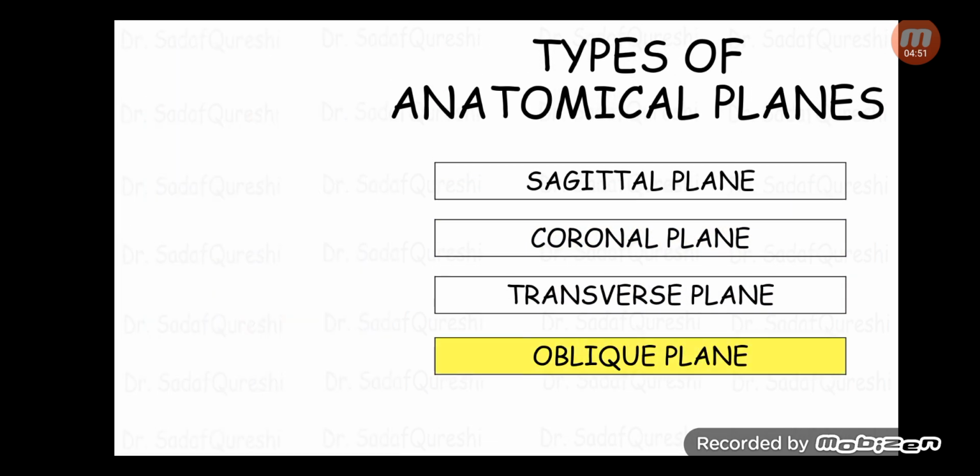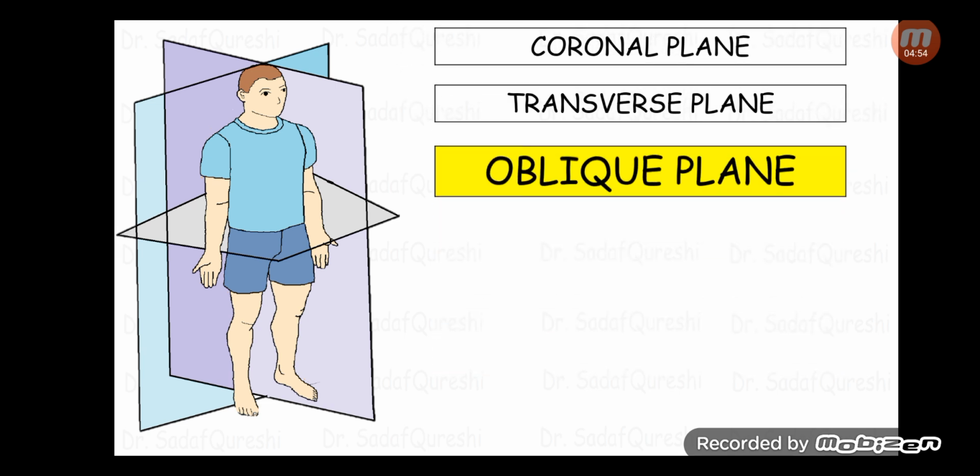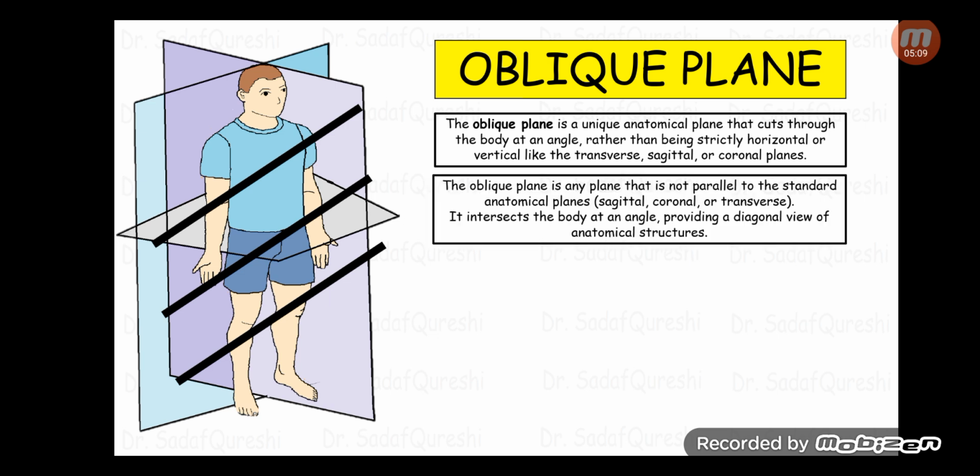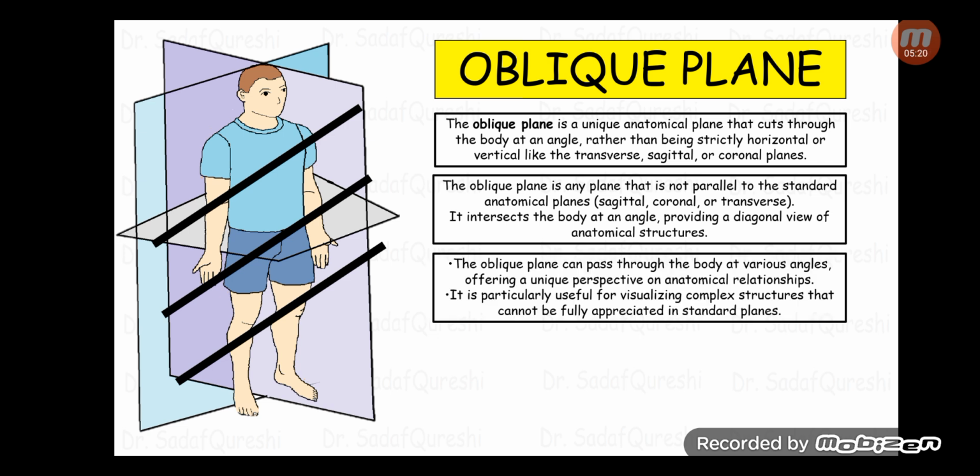Now let's talk about the oblique plane. The oblique plane is a unique anatomical plane that cuts through the body at an angle, rather than being strictly horizontal or vertical like the transverse, sagittal, or coronal planes. This oblique plane is any plane that is not parallel to the standard anatomical planes, that are sagittal, coronal, or transverse. It intersects the body at any angle, providing a diagonal view of anatomical structures. The oblique plane can pass through the body at various angles, offering a unique perspective on anatomical relationships. It is particularly useful for visualizing complex structures that cannot be fully appreciated in standard planes.